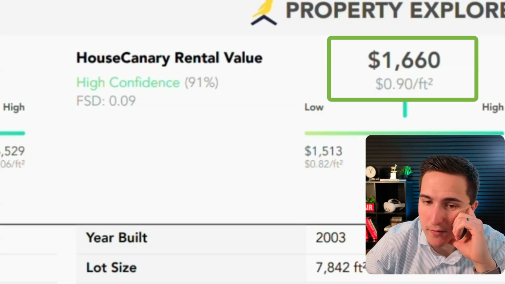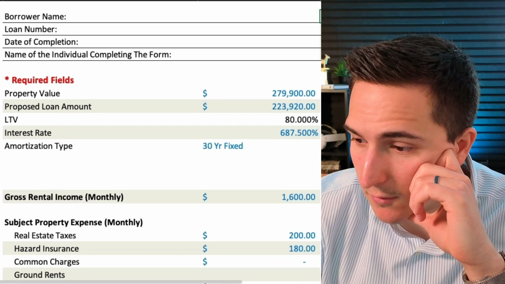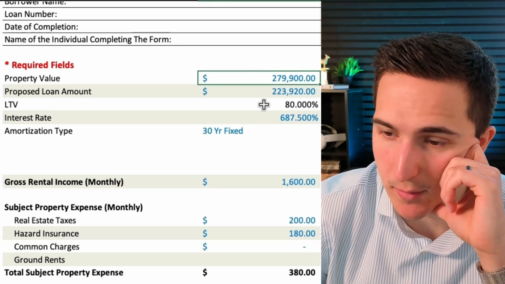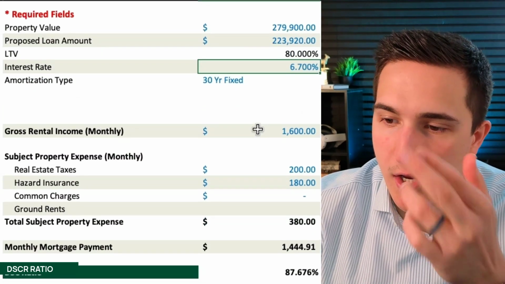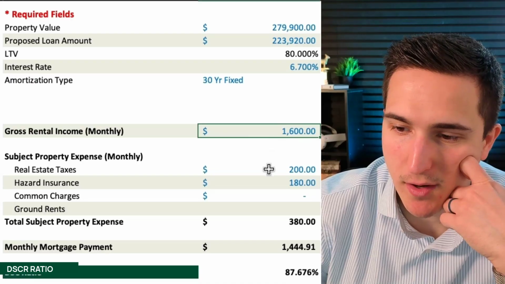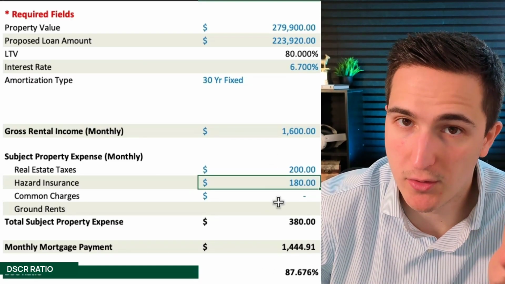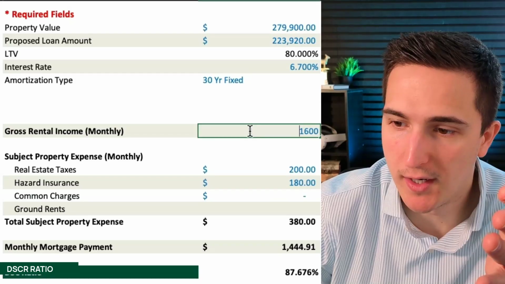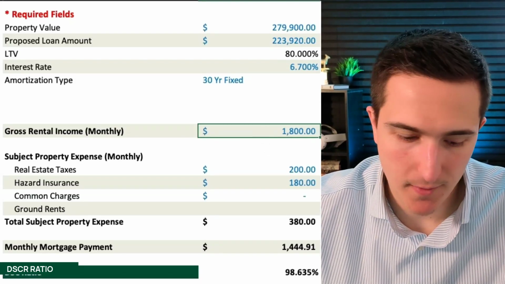So using that number of $1,600 a month rent for this North Carolina property in Greensboro, we have our purchase price, 20% down, right? Let's say the rate is 6.7%, 30-year fixed mortgage. Your monthly rental income is $1,600 a month. Taxes are $200. Insurance is $180, right? And our DSCR ratio is 87%, so it doesn't work, right? We need the rental income to be higher than that. Let's try $1,800. Okay, doesn't work.